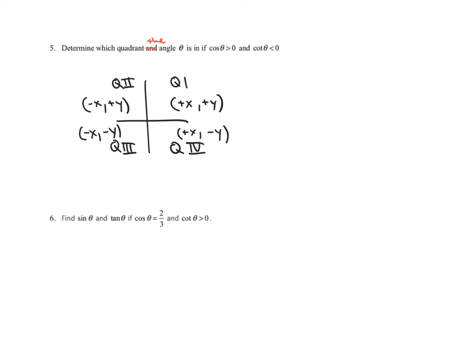So if we are told that cosine theta is positive, that tells us that it's either quadrant 1 or quadrant 4, because those are the places where the x value is greater than 0. But if cotangent is negative, since cotangent is, remember, x over y, we need one of those to be negative. We already know x is positive, so the y value must be negative, which tells us it must be in quadrant 4.